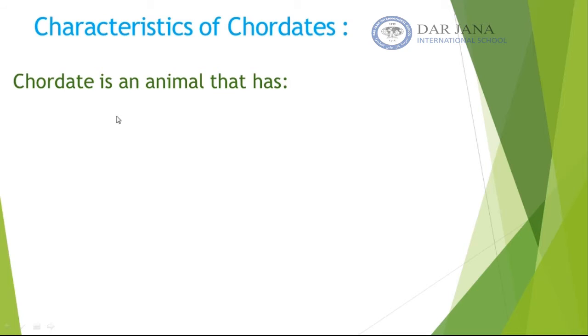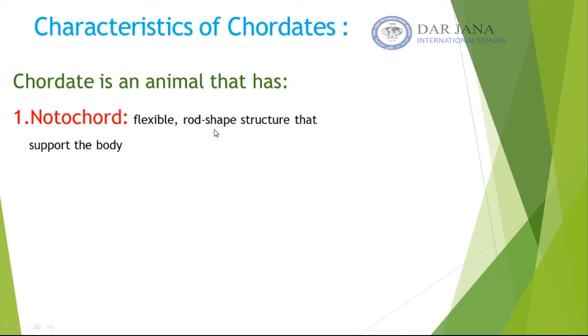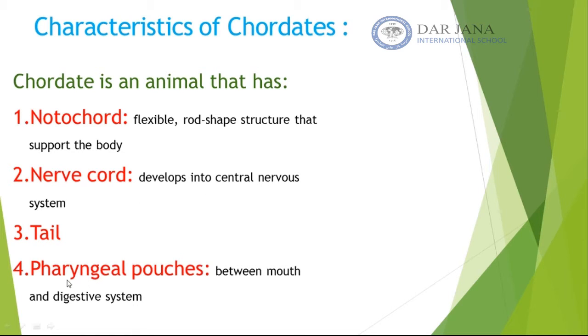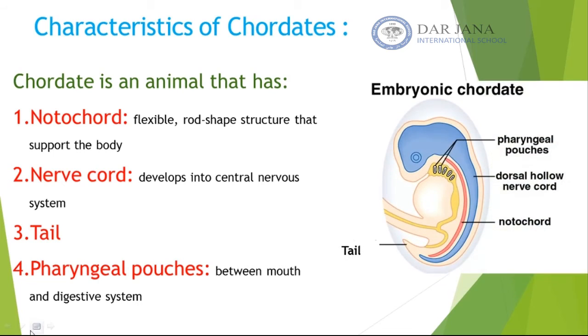Chordate is an animal that has a notochord, which is a flexible rod-shaped structure that supports the body. We have the nerve cord that will develop later on into a central nervous system. We have a tail, and we have the pharyngeal pouches that is found between the mouth and the digestive system. So here, these 4 characteristics are found in the embryonic chordate. We can see here the tail, we have the notochord, the nerve cord, and the pharyngeal pouches that are found between the mouth and the digestive system.